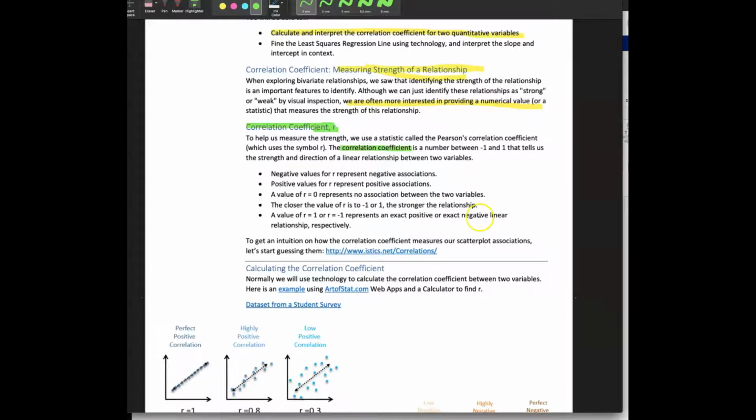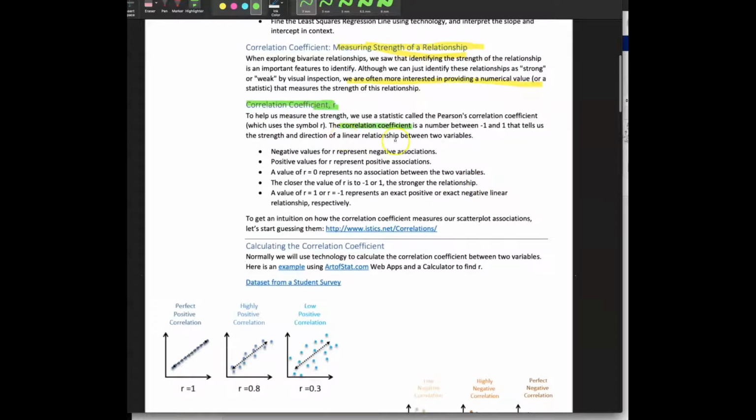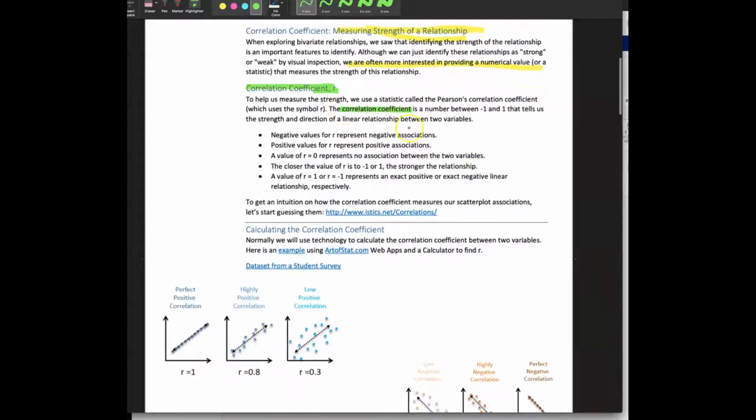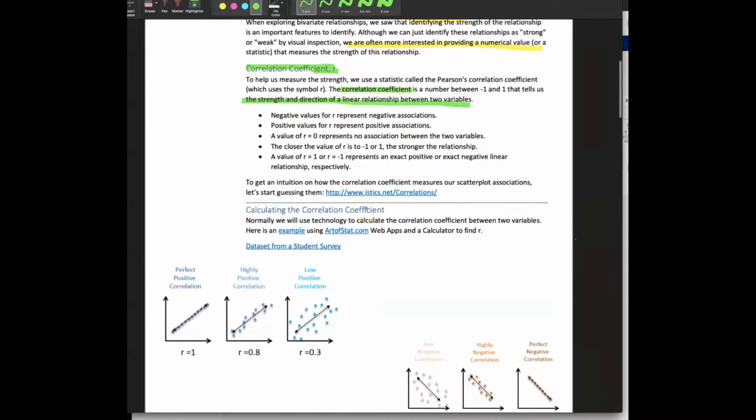That number is always going to be between -1 and 1, and it tells us the strength and direction of the linear relationship between those two variables. That's what we're introducing right now. There are other characteristics of the R values we can talk about here. Always between -1 and 1. Negative means negative association. A positive value means positive association.